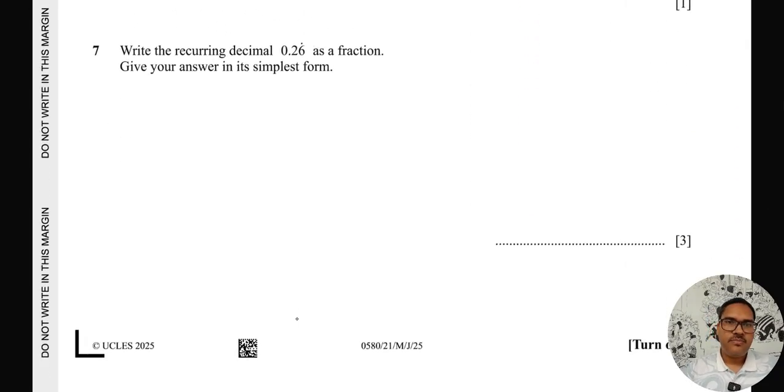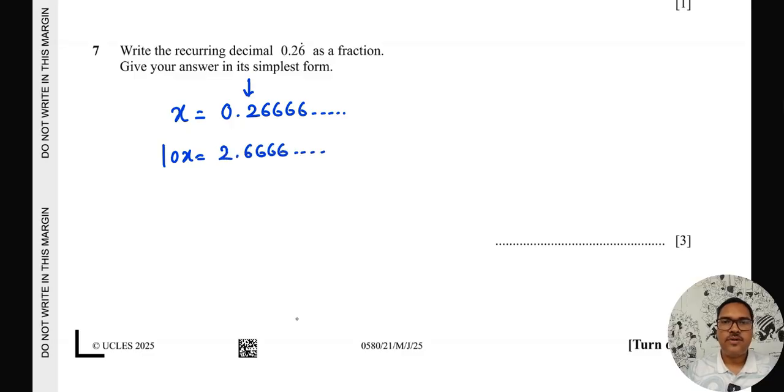Write the recurring decimal 0.26 recurring as a fraction. This is again a very standard question. Let's say x is equal to 0.2666 and so on. This is recurring. To solve this type of question, this is a very standard approach. First, try to bring the non-recurring term to the left of the decimal. So this is 10x. If I multiply with 10, this will become 2.666 and so on.